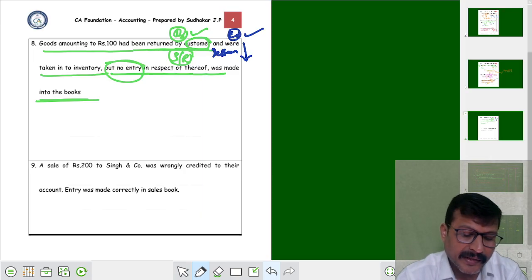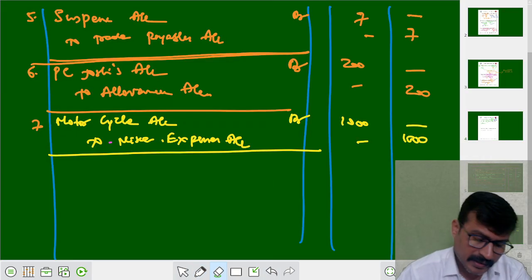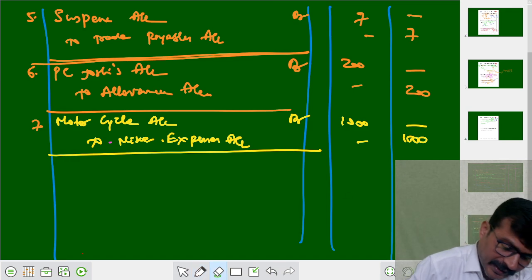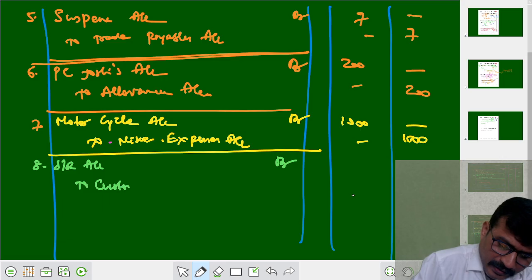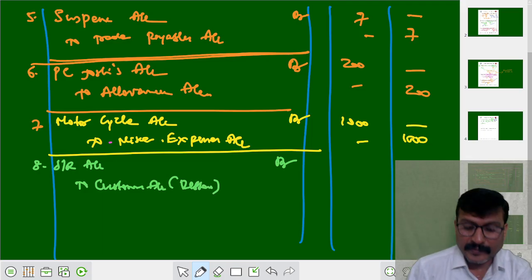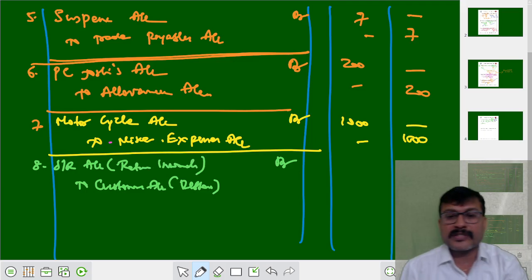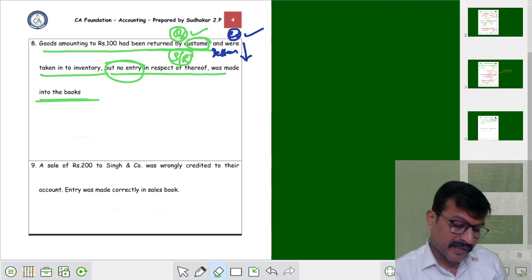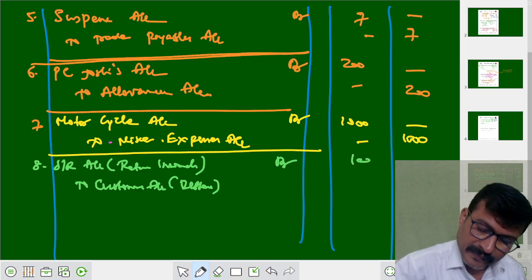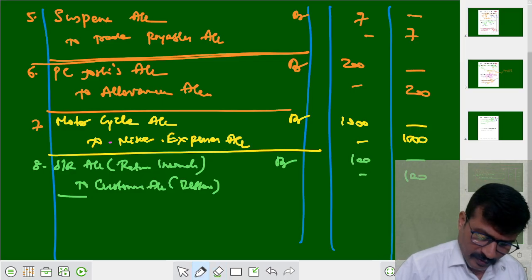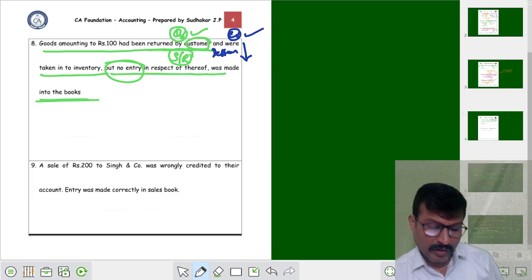Now the entry will be sales returns account debit to customer's account. The entry number is 8. To customer's account. Customer is nothing but debtors. Sales returns is nothing but what we call return in. How much amount, my dear students? It is an amount of rupees 100. Fine. Now let me move on to the last one.